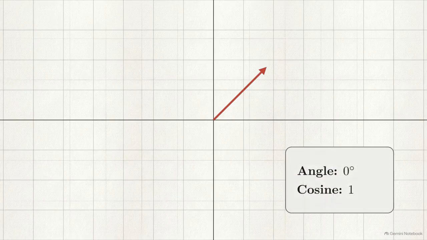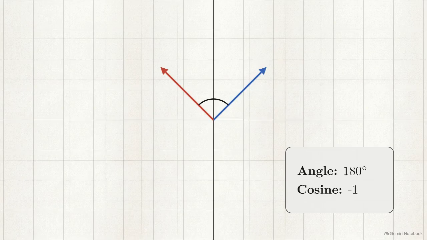Here is perfect similarity. When vectors point in the same direction, the angle is 0 degrees, yielding a cosine of 1. If vectors point in opposite directions, the angle is 180 degrees, yielding a cosine of -1. When datasets share no relationship at all, they are called orthogonal.